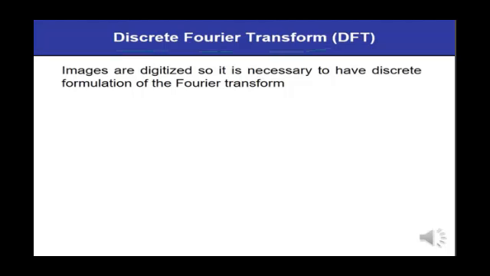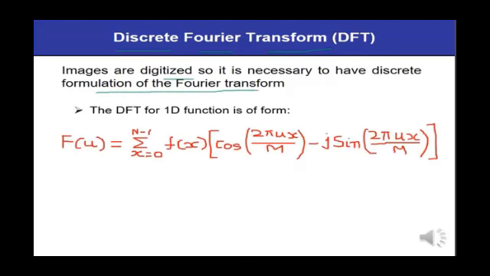Hello students, let's resume our topic of DFT. Images are digitized to make a discrete formulation of the Fourier transform. Digitization means we represent the image in the form of digits, in the form of pixels.